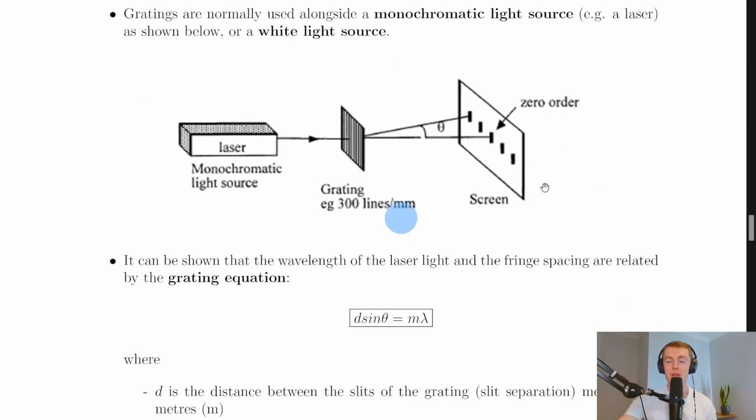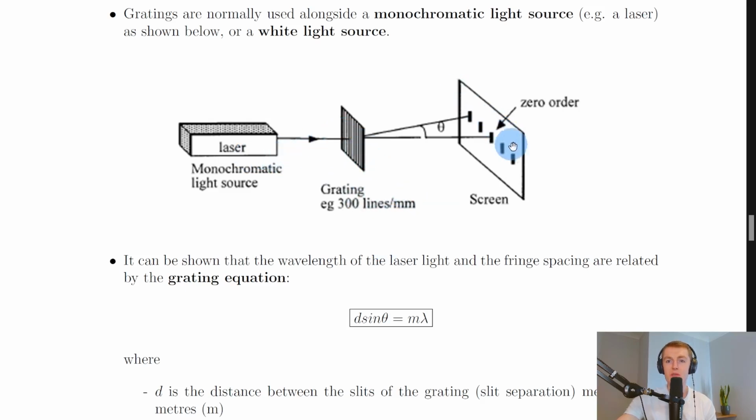Now this setup here shows you what it looks like. So here we could have a monochromatic light source such as our laser, where this light is passing through a grating, and in this example we've got a grating with 300 lines per millimetre. So what this means is that for each millimetre on the grating there are 300 lines or slits, and that means the light from the laser is going to be diffracting through all of these many slits here.